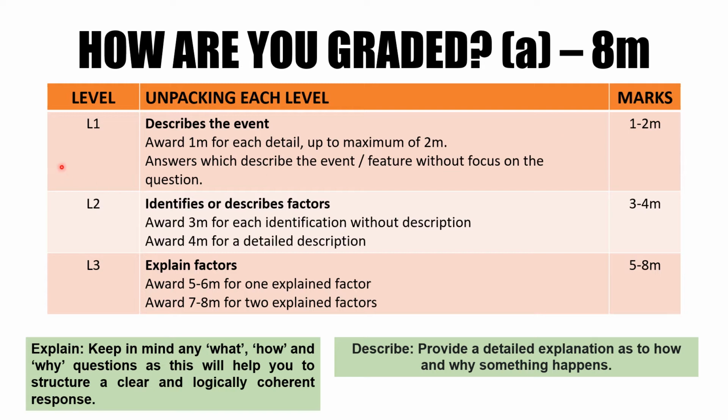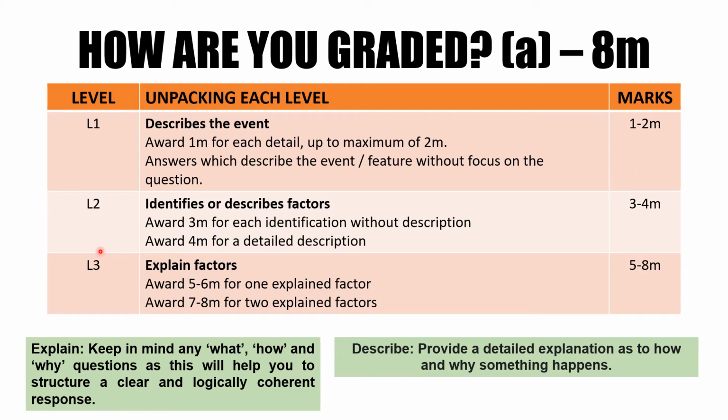Now for level 1, which is the basic 1 to 2 marks, a student who is able to just describe the event without focus on the question will get between 1 to 2 marks. That means it's just literally some information, for example, about maybe the Korean War, or some information about the Cold War, but not really answering the question. A maximum of 2 marks will be awarded.